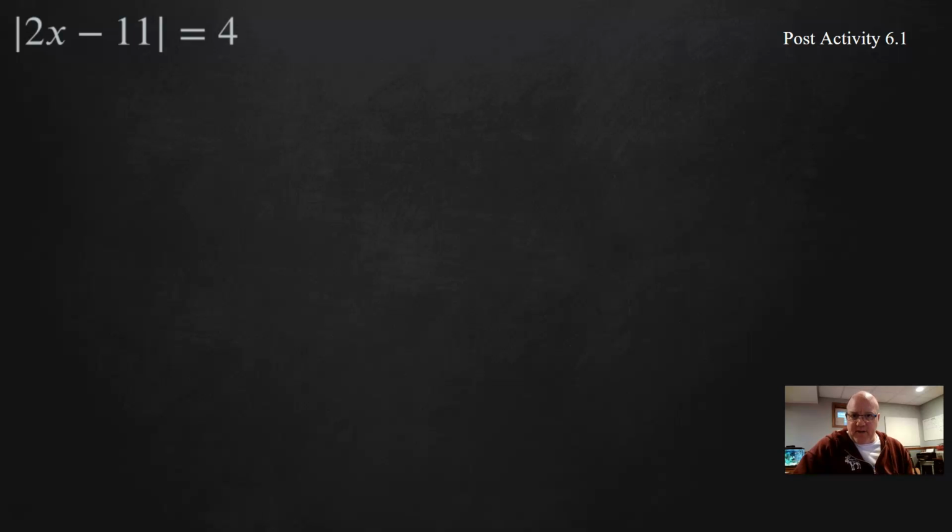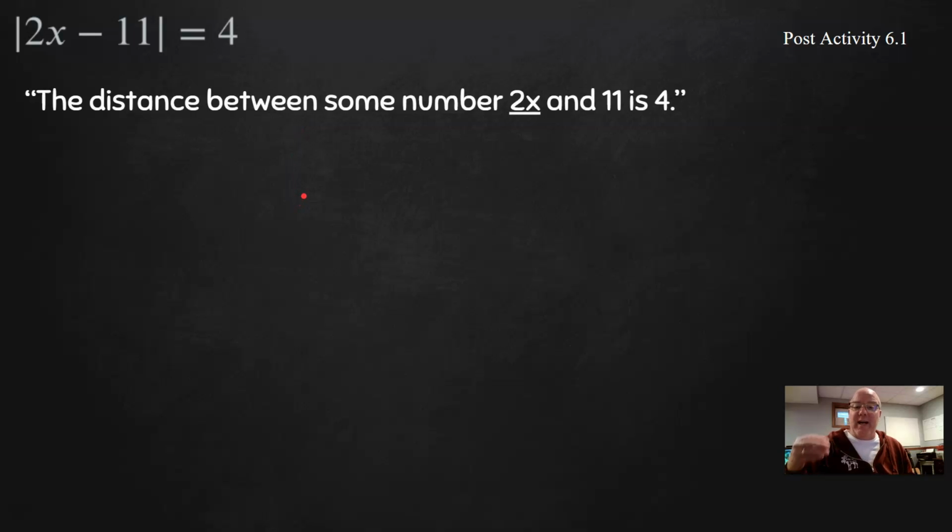And what you're most likely saying to yourself is, well, now there's a 2 out in front of the x, whereas before we just had an x there. Now I have a 2x. So when we have a coefficient out in front of the x, and it could be a 2, it could be a 5, it could be a negative 17, we're still going to use the general concept of distance between points. But instead of saying the distance between x and 11, we're now going to say the distance between 2x and 11 is equivalent to 4.